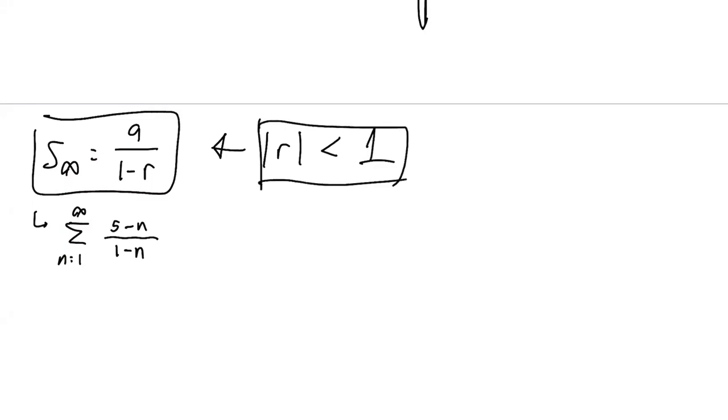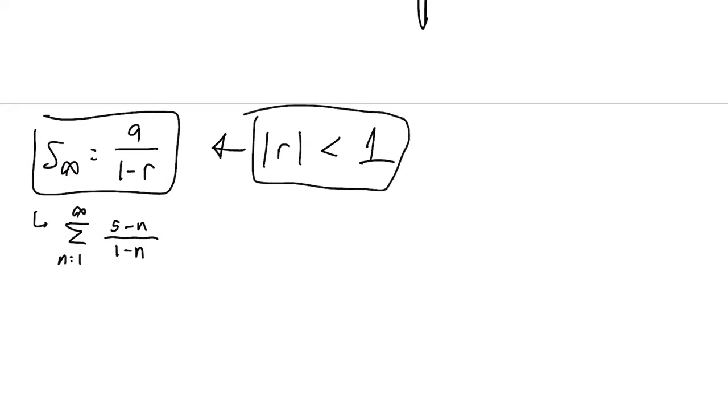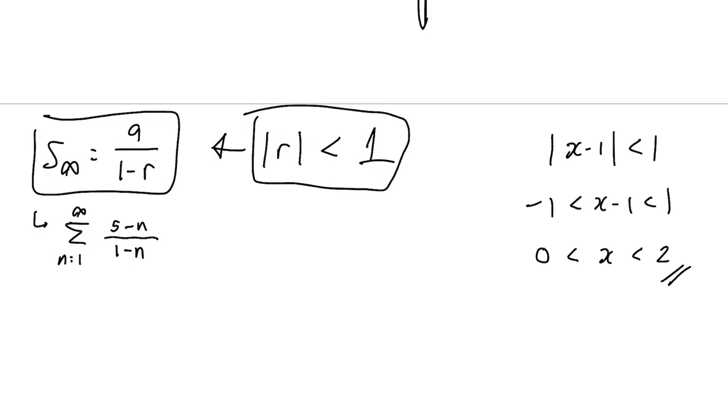So it's an absolute value inequality. Also, you need to know how to solve this. For example, if the modulus of x minus 1 is less than 1, it means negative 1 is less than x minus 1, which is less than 1. Then you can just add 1 to both sides, and you get 0 to 2.